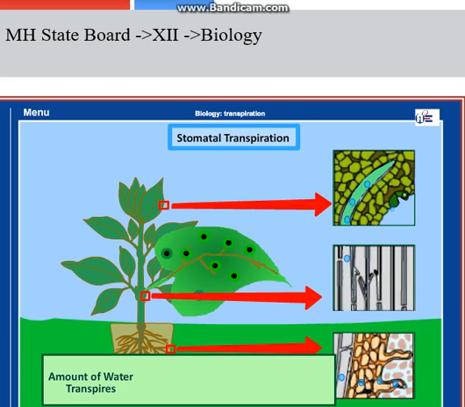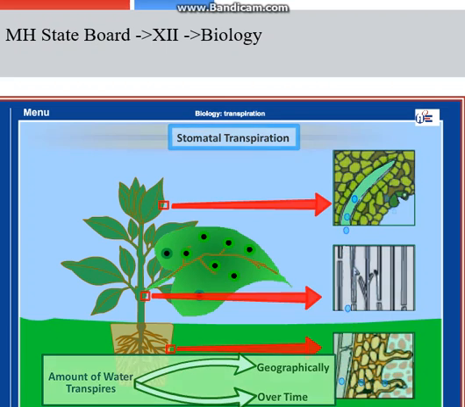The amount of water that plants transpire varies greatly geographically and over time. There are a number of factors that determine transpiration rates.